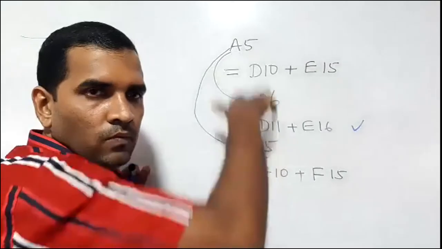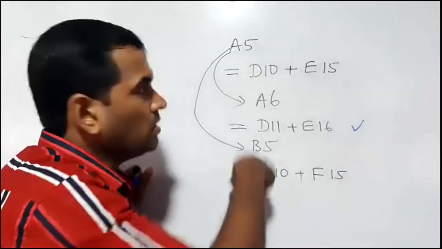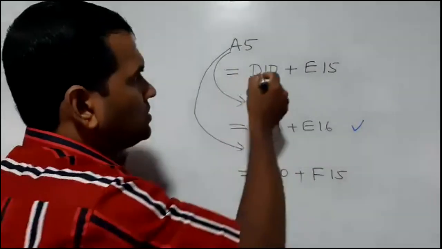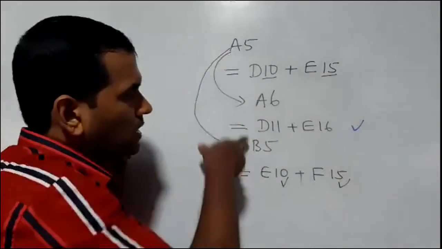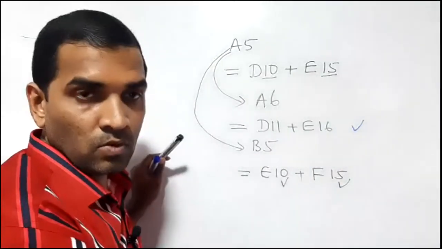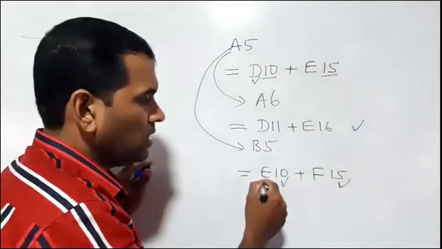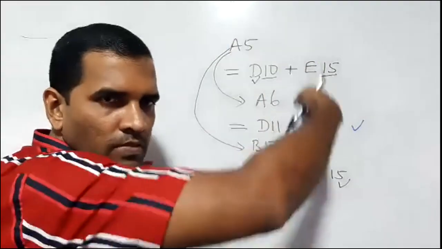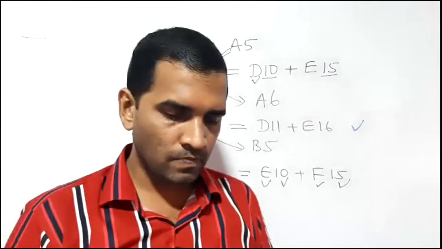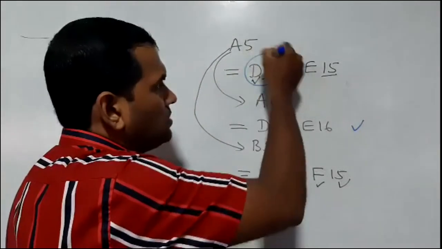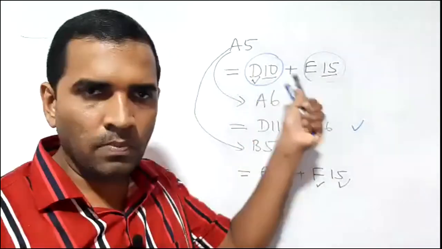A5, B5. Going from A5 to B5, what is changed? The column changed, not the row, right? So definitely this 10 remains 10, this 15 remains 15. Nothing changed there. But look here, you go from A to B, you just go to the next column. So this D takes the next column, E. This column E also takes the next column, F. So this is E10 plus F15. In our original formula, we typed D10 plus E15.